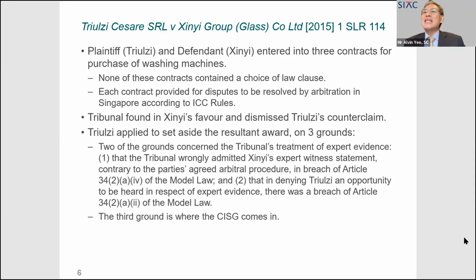So Triulzi and a Chinese company called Xinyi had entered into 3 contracts for the purchase of washing machines. Now, none of these contracts contained a choice of law clause. They all contained a clause for disputes to be resolved by arbitration in Singapore, according to ICC rules. Now, the tribunal had found in the Chinese company's favor and dismissed Triulzi's counterclaim. And Triulzi applied to set aside the award on 3 grounds. Now, I'm going to pass over the first 2 grounds because they had nothing to do with the CISG, related to the admission of evidence. But it was the 3rd ground that they started talking about the CISG.